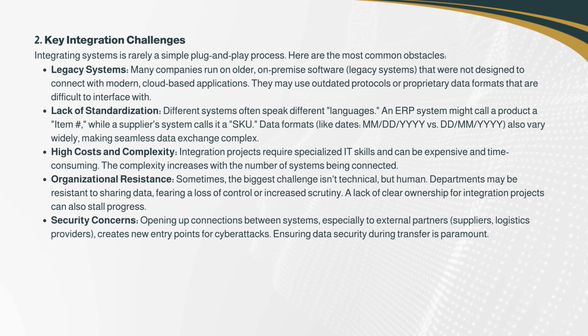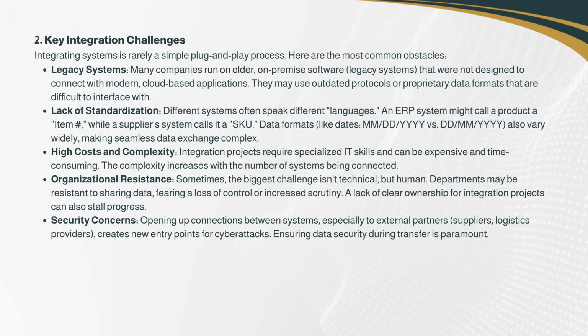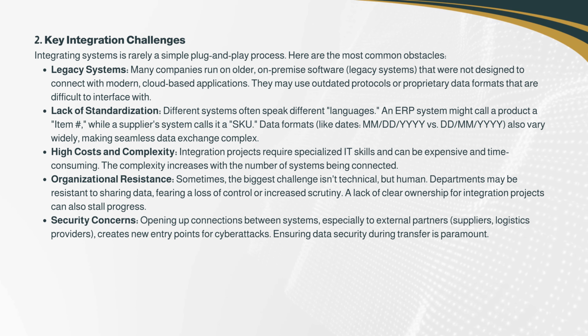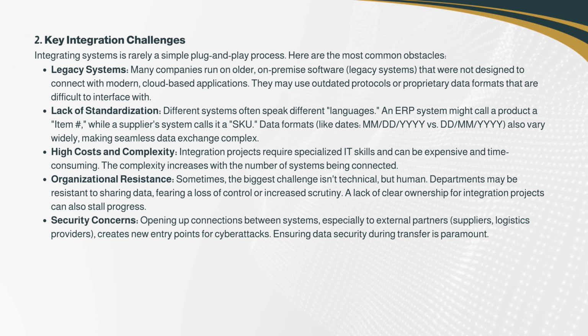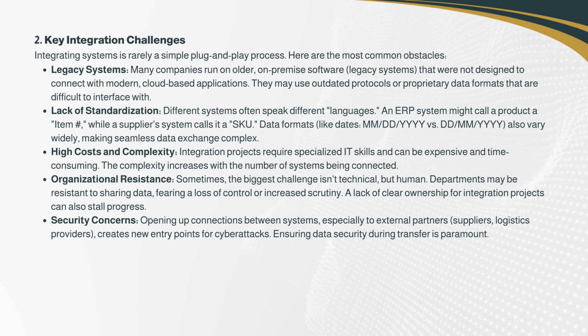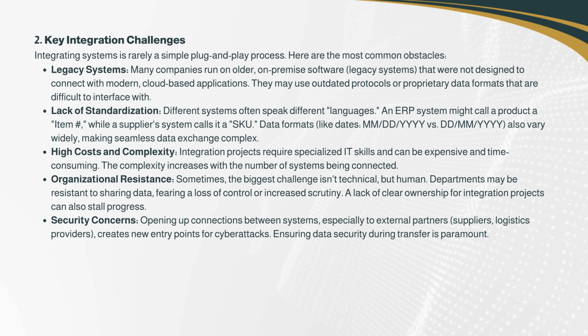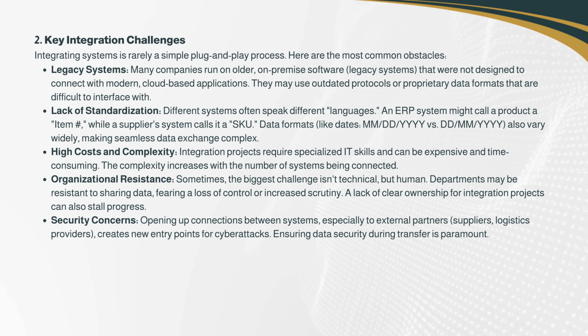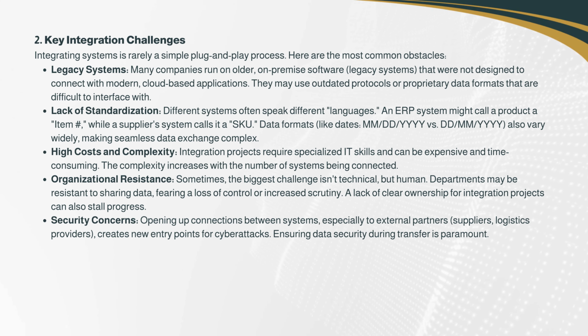Legacy systems. Many companies run on older, on-premise software, legacy systems, that were not designed to connect with modern, cloud-based applications. They may use outdated protocols or proprietary data formats that are difficult to interface with. Lack of standardization. Different systems often speak different languages. An ERP system might call a product an item hash, while a supplier's system calls it a SKU. Data formats, like dates, MM/DD/YYYY versus DD/MM/YYYY, also vary widely, making seamless data exchange complex.